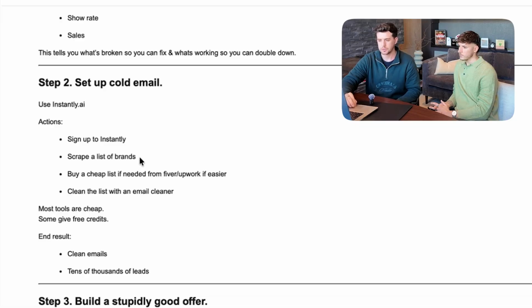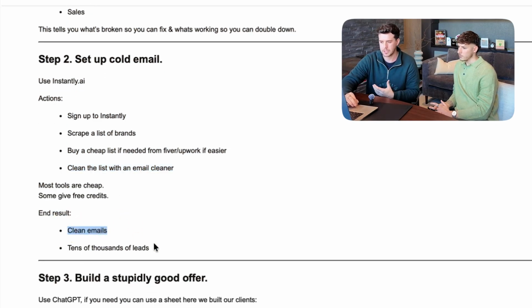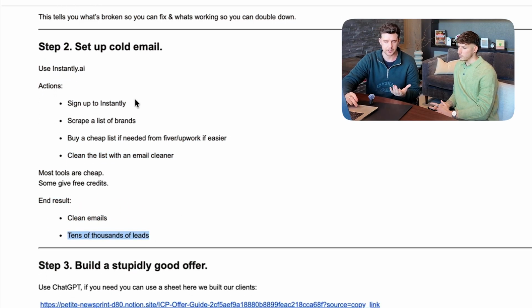So it's really affordable. For you, you can use a scraping tool. These are typically free or like 20 bucks. Scrape a bunch of brands, and then you can even get a VA or something online to do it for you. You clean the emails, meaning that you're not sending them to old emails that aren't active, because that basically means your emails all hit spam. So that's a quick one there. The end result is you'll have clean emails, and you can get tens of thousands of leads, and it's only going to cost you like $100.